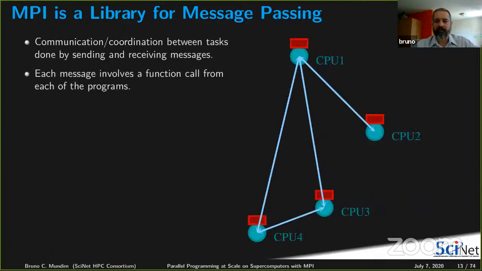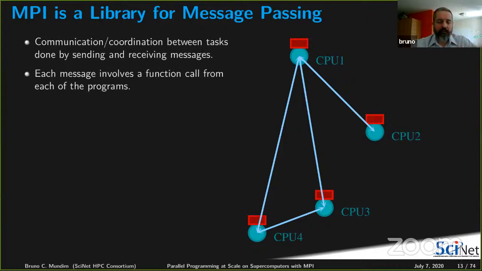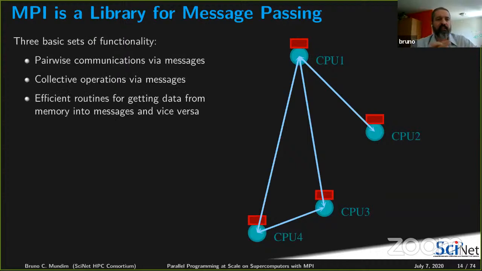And I'm going to talk a little bit more about this in a moment. Okay, so what is the MPI library trying to do? It's trying to do the communication and the coordination between the tasks by sending and receiving messages, right? Each message involves a function call from each of the programs. Okay, we're going to go into this detail in a second.